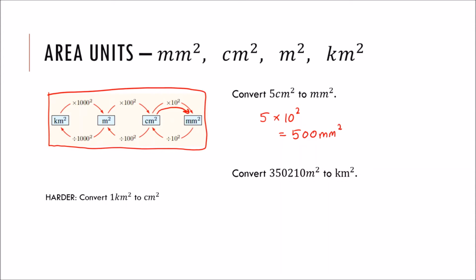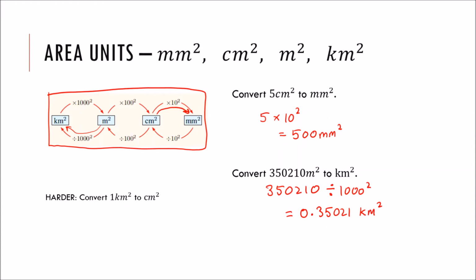The next thing we want to do is go from 350,210 meters squared to kilometers squared. So here I'm starting in meters squared, and I'm going to kilometers squared. So I need to divide by the 1,000 squared. So you go 350,210 divided by 1,000 squared. Put that in my calculator. I get 0.35021 kilometers squared.